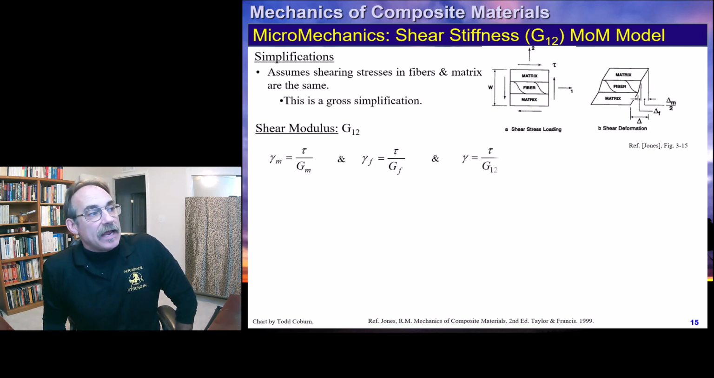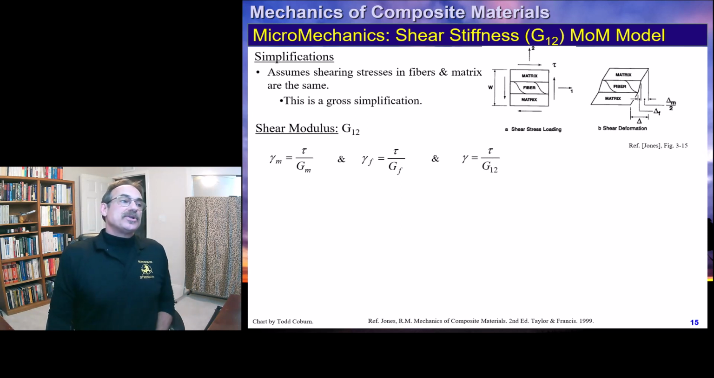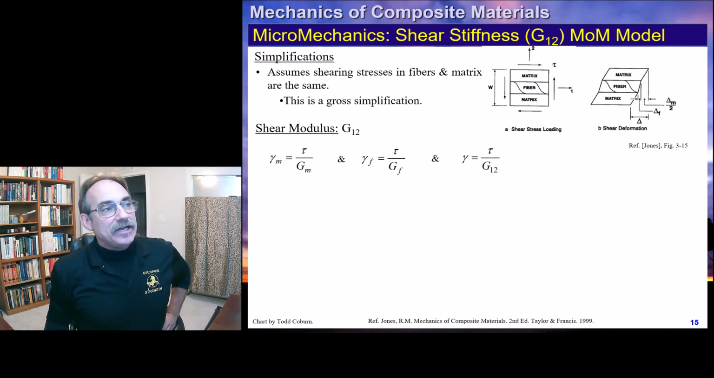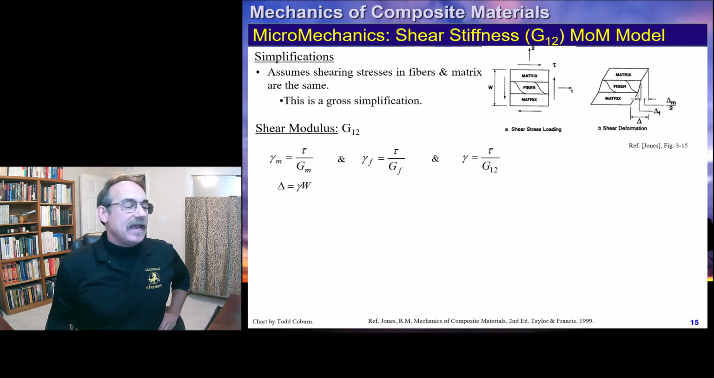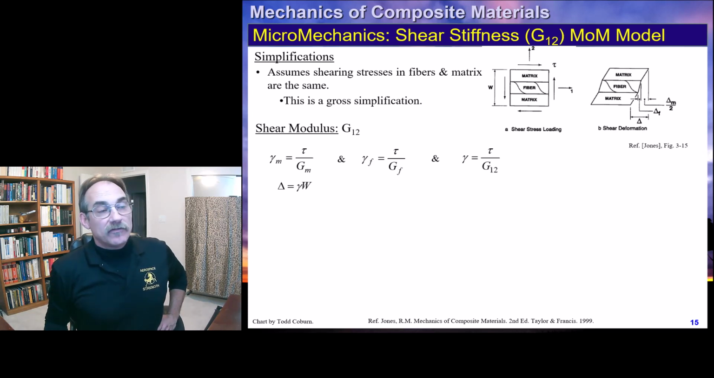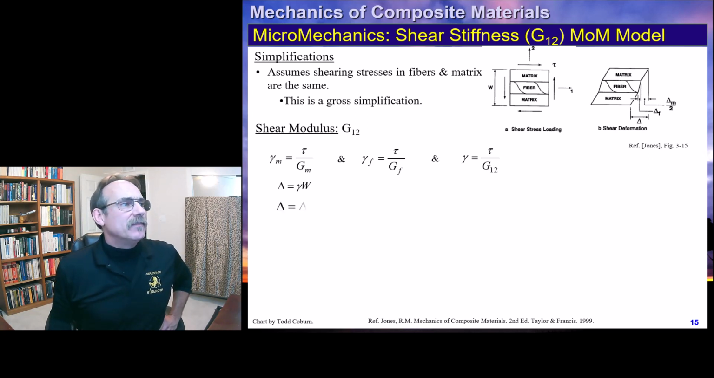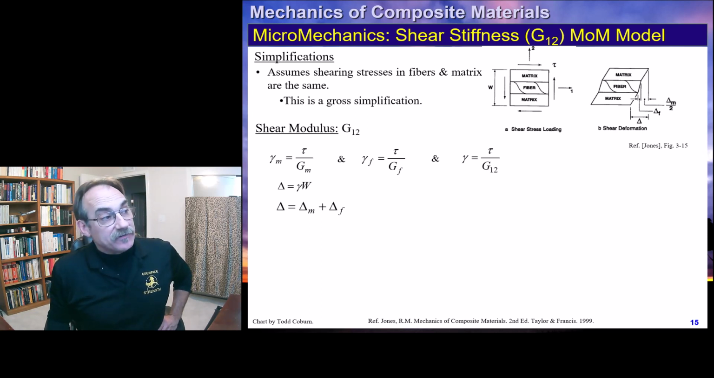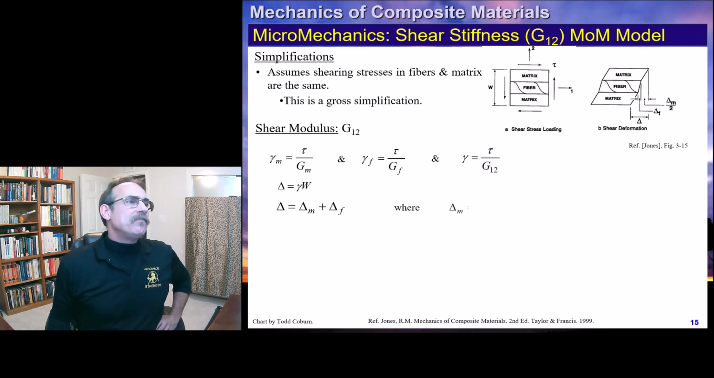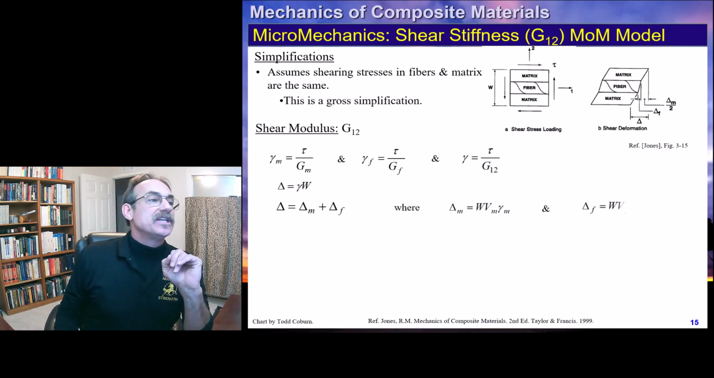Once again, we're going to apply Hooke's law for shear strain on our matrix, fiber, and total lamina. Okay, our deflection is simply total deflection in this direction, right? It's going to be the total lamina strain times the total width of the element, no problem. And the deflection is going to consist of deflections of the matrix and deflection of the fiber. No problem. Which we can write each of those this way.